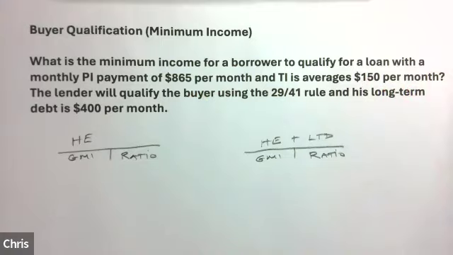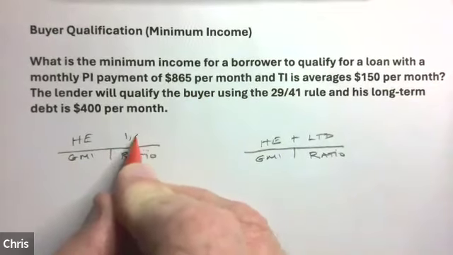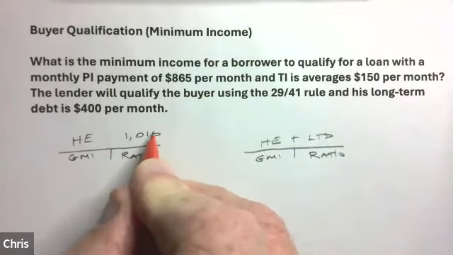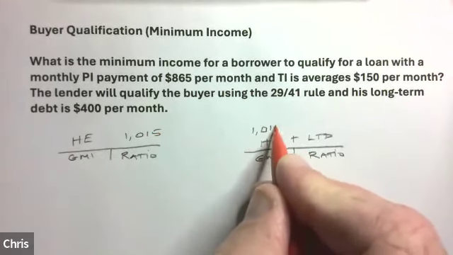So let's make sure we get this correct. I'm going to add, just to make sure I don't accidentally mess up my numbers here, $865 plus the T&I is $1,015. His housing expense is $1,015. Remember, housing expense includes PI and TI. So boom, I plug that in there. I can also go ahead and plug it in down here as well.